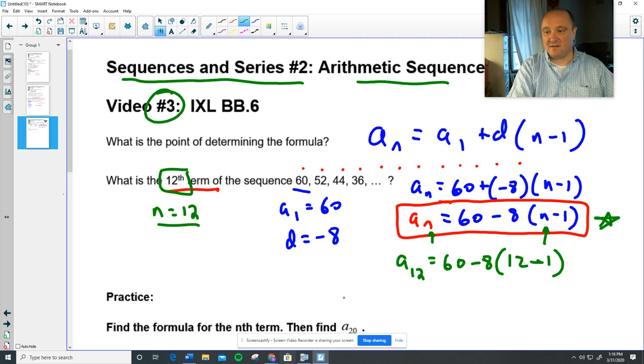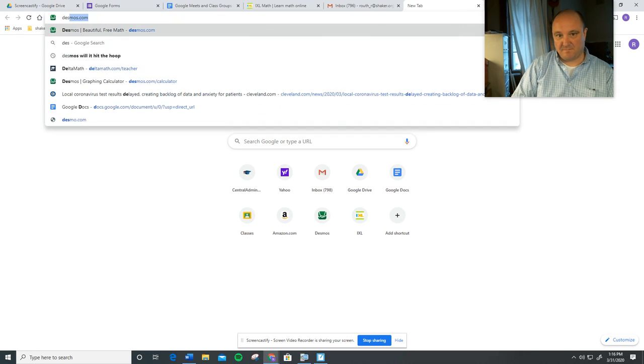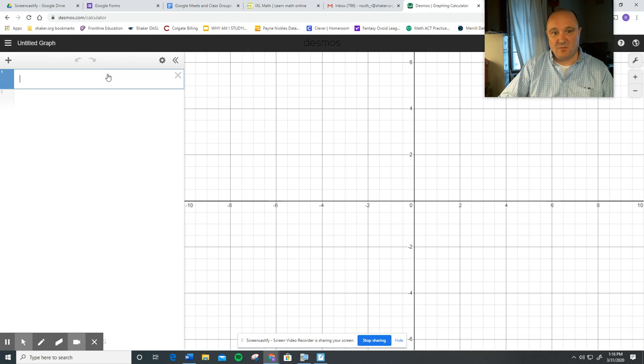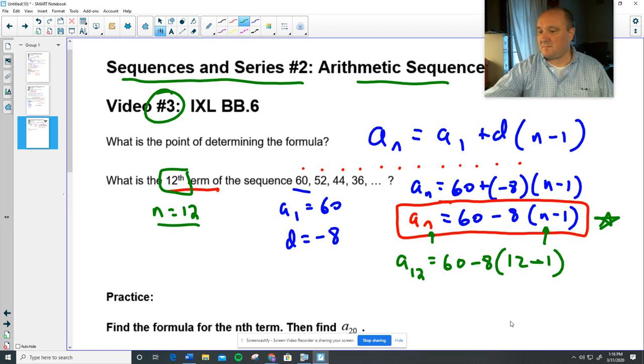Now, I want to use Desmos on this. I'm not great at doing the math. So if I click over in my browser to Desmos, I can do the math. If I've got my Desmos calculator open, I type in 60 minus 8 times 12 minus 1, close the parentheses, and I get my answer here, negative 28. If you have a calculator at home, you can use that. But if you don't have your calculator, Desmos will get you the answer very quickly. So that's what this is useful for. This tells me that a sub 12 equals negative 28.